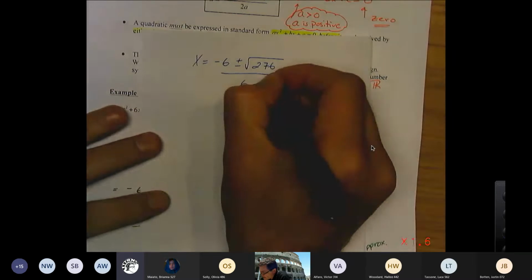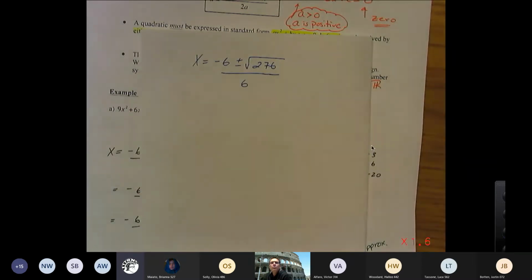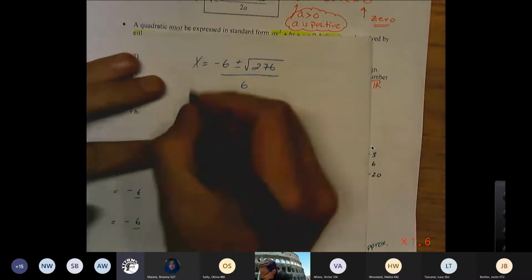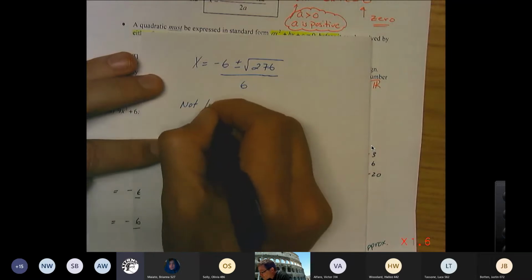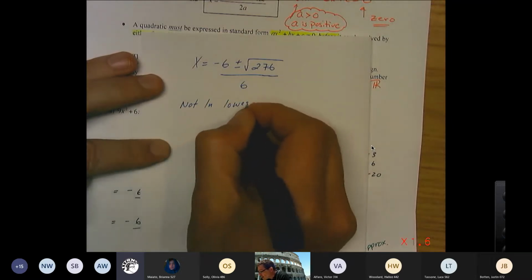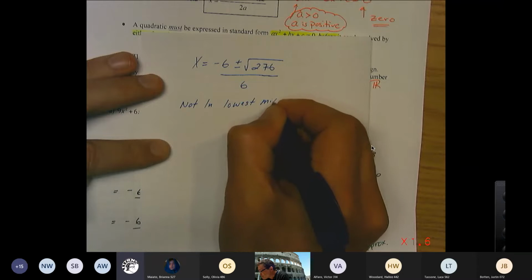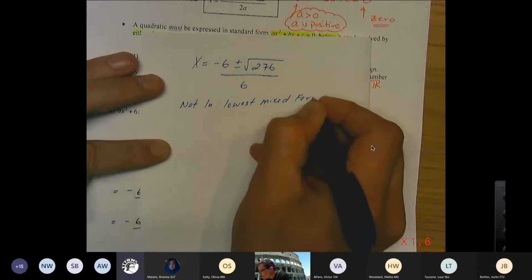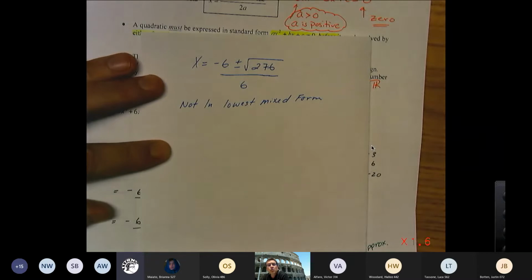We can all do that. I think that's pretty easy for all of us. Now in grade 10, you got to use your calculator and just get a decimal. And sometimes you can do that in grade 11 if they ask for an approximate answer. But sometimes they want an exact answer. This will give you an exact answer, but it's not in lowest mixed form. It's not in lowest mixed form.